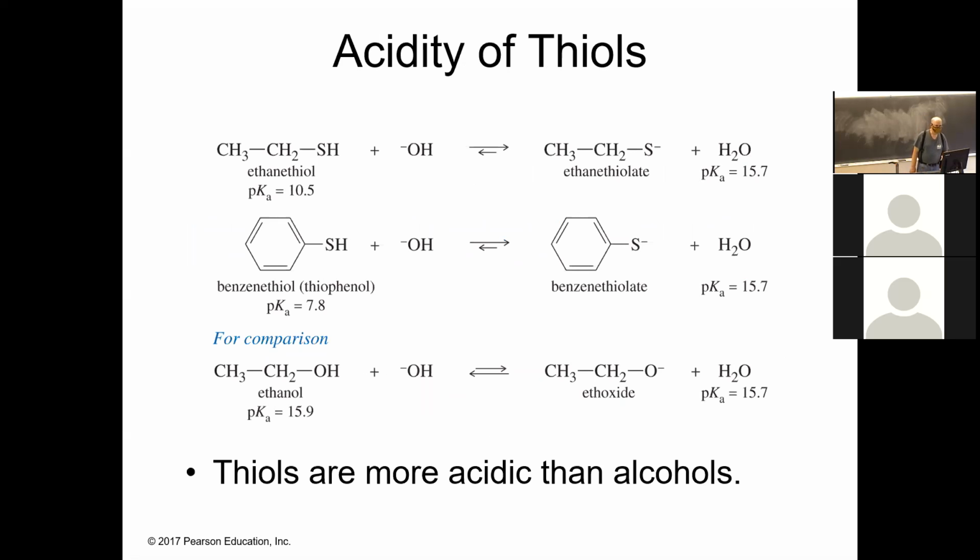One notable feature of thiols is they are several times more acidic than alcohols. So here is ethane thiol. It has a pKa of 10.5, and phenol, which we saw earlier in the chapter, has a pKa of about 10. Ethanol is about 15.9. So this is 6 pKa units, or about 1,000,000 times more acidic than ethanol.